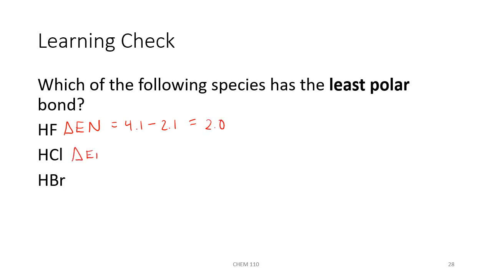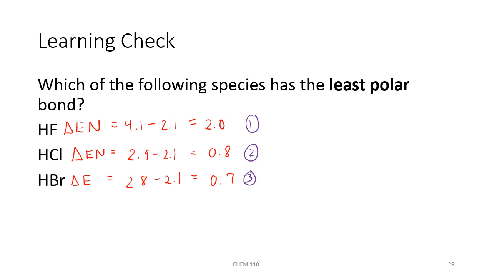For hydrogen chloride, delta EN, chlorine is going to have an electronegativity of 2.9 minus 2.1 for hydrogen. Therefore, our delta EN will be 0.8 for a hydrogen-chlorine bond. For HBr, our delta EN, bromine is 2.8 and hydrogen is 2.1. So if we take the difference between those two, our delta EN will be 0.7. We can rank the polarity based upon the delta EN. So the largest delta EN will equal the most polar. So hydrogen-fluorine would be number 1, and then hydrogen-chlorine would be number 2, and the hydrogen-bromine bond would be number 3. So from the difference in electronegativity, we can see that HBr is our least polar bond.